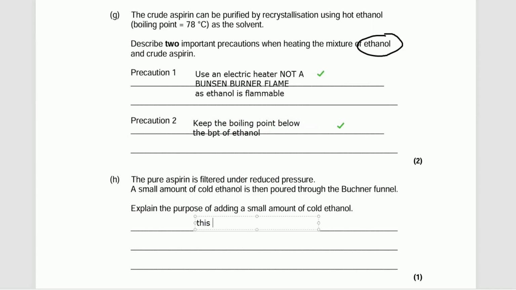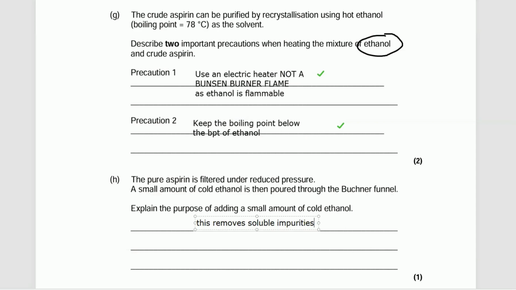Right. H. The pure aspirin is filtered under reduced pressure. A small amount of cold ethanol is then poured through the Buchner funnel. Explain the purpose of adding a small amount of cold ethanol. Now, there's 2 points there. The fact that they've said small amount could get you a mark, and the fact that they've said cold ethanol could get you a mark. So, we want to use cold ethanol because it will remove soluble impurities, and we want to use a small amount because we don't want to dissolve any of our aspirin and run that off and lose that when we filter. Also, not insoluble, soluble impurities.